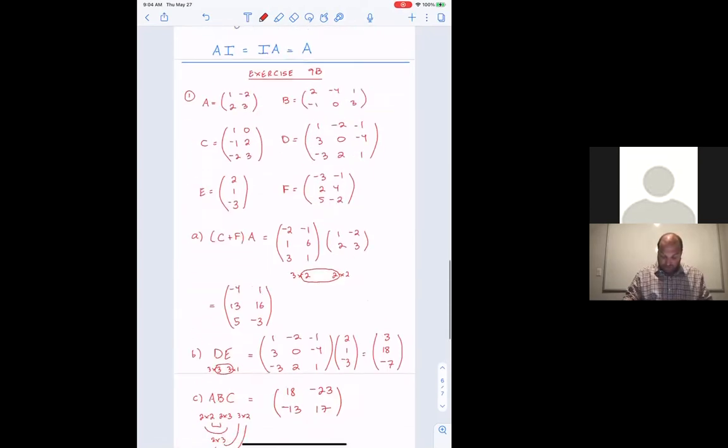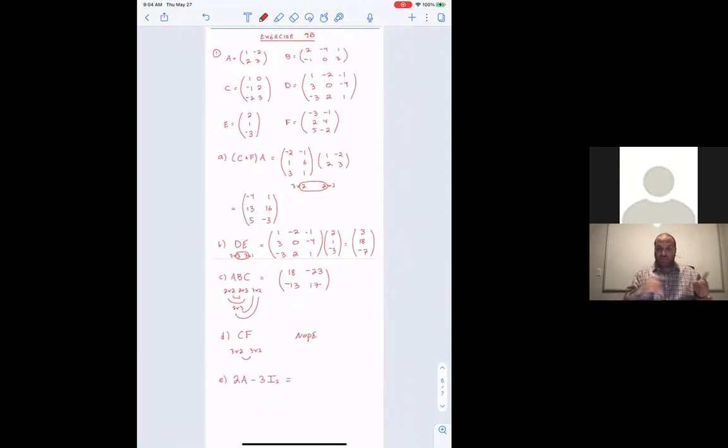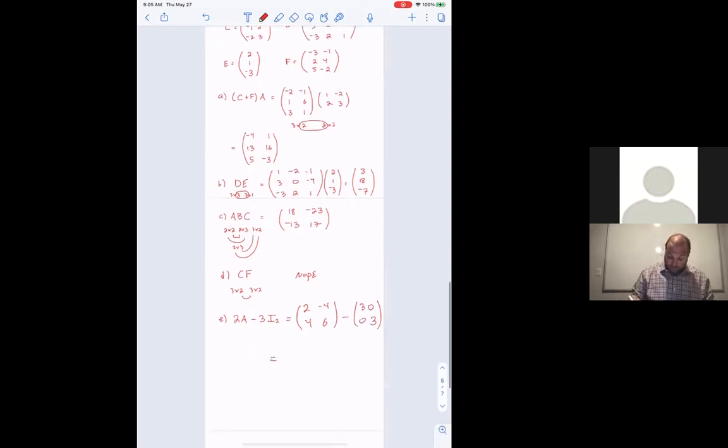Okay, well, scalar multiplication is always defined. 2 times A is just a number 2 times A. How do I multiply a number by a matrix? Each entry gets multiplied by that number. So if I look up at A, 2, -4, 4, 6, minus 3 times the 2 by 2 identity matrix. Well, the identity matrix is 1, 1 with zeros everywhere else. And then I multiply each entry by 3. That just gives me 3, 0, 0, 3. They're both 2 by 2: 2 minus 3, -4 minus 0, 4 minus 0, 6 minus 3, and I'm done. So hopefully you got that all correct.